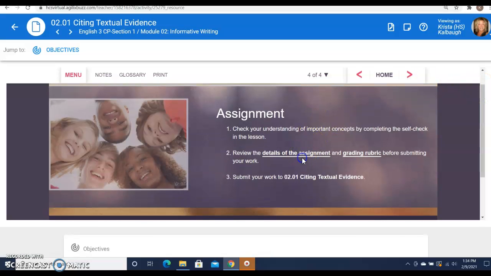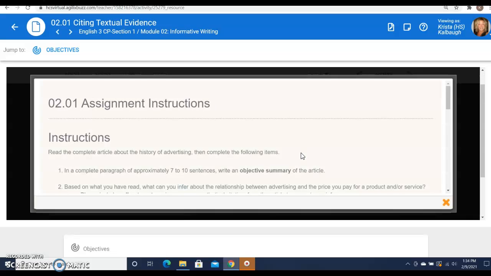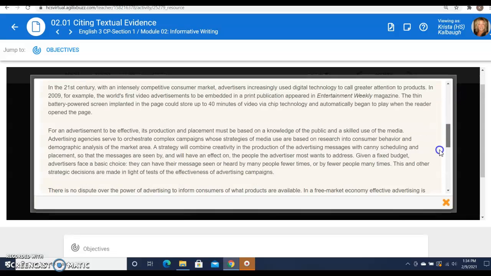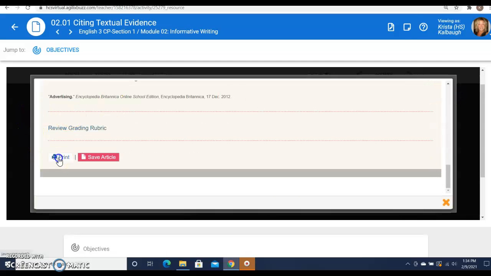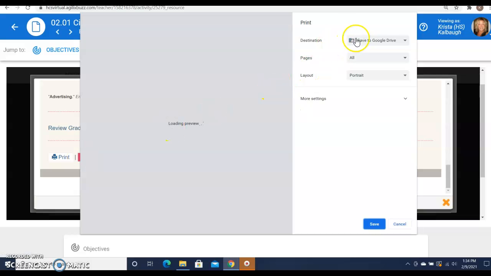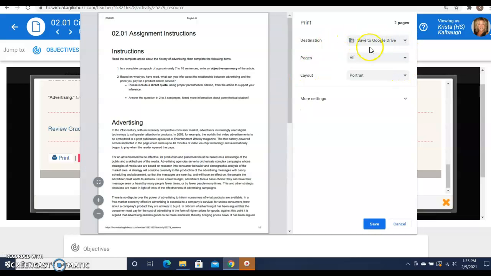All right. So the details of the assignment, we're going to click on. Again, if you scroll down and hit print, it should give you the option. You might have to change the destination, but it should give you the option to save in your Google Drive, and that will give you the ability to type right on this document.